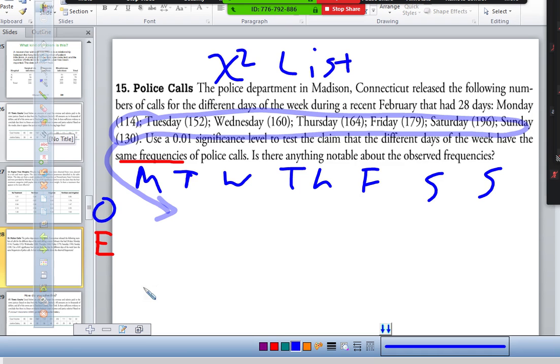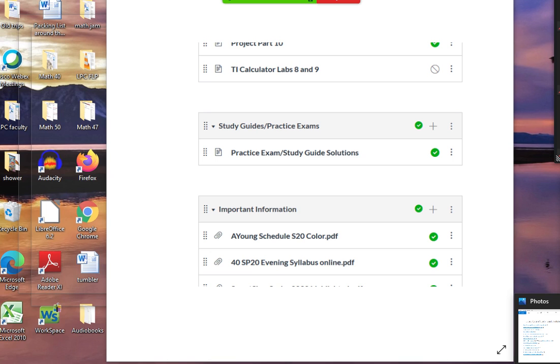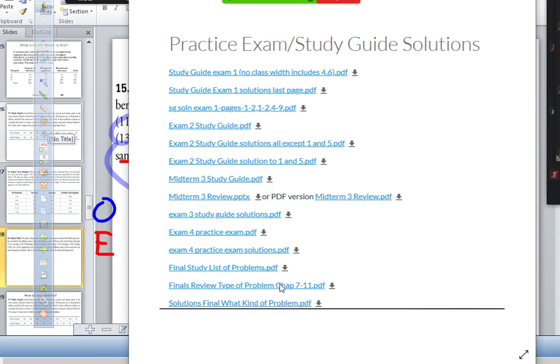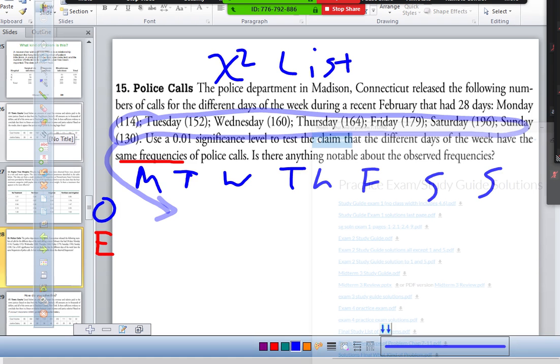This stuff is kind of hard, isn't it? So what I really want you guys to do is practice. If you go to the study guide, practice exam study guides in Canvas, that page, then at the very bottom you have the finals review type of problem, chapters 7 through 11. Those are all mixed between chapters 7 through 11. Try to figure out what kind of problem it is, and then take a look and see if you got it right from the solution, and try to work through those and figure them out, because it's hard.